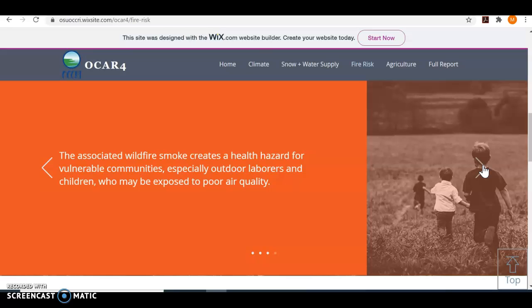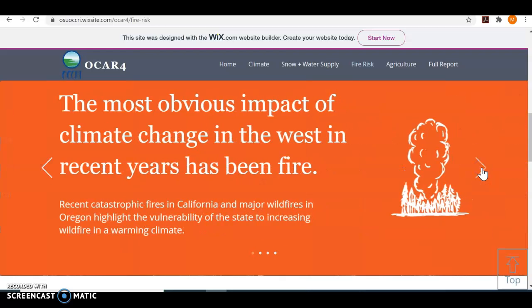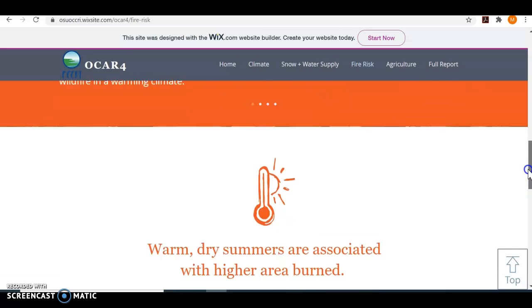Well, we saw an air quality index of 500 and worse in the Willamette Valley. That was terrible. So fires, yeah, just some stuff on that.